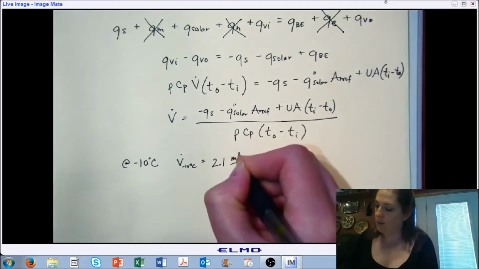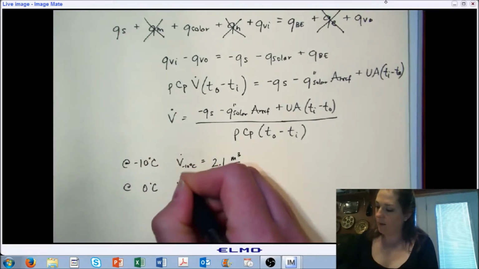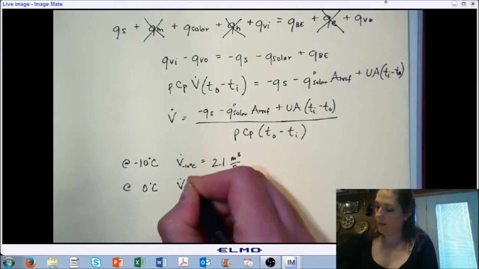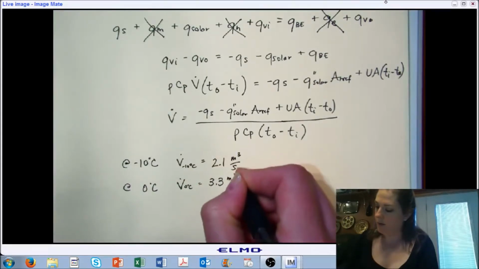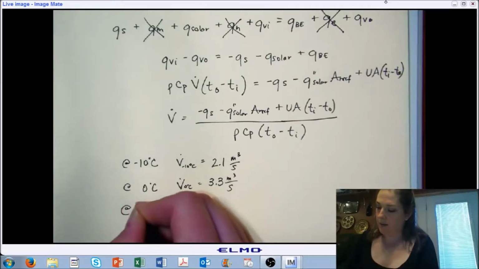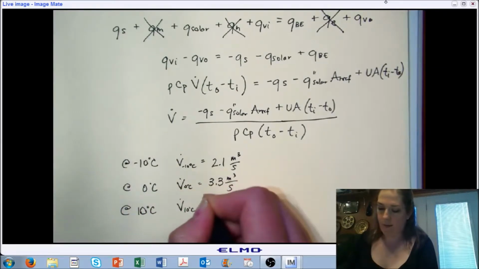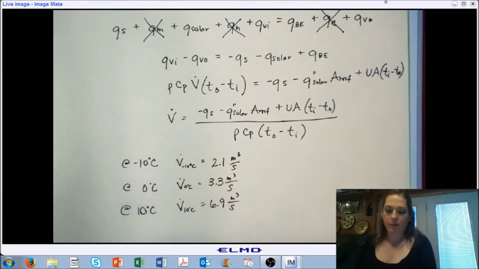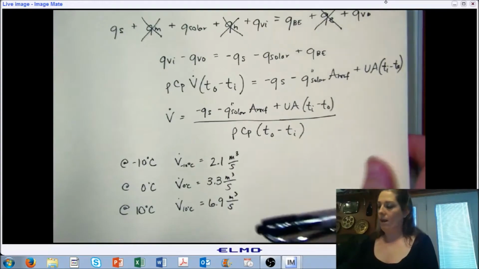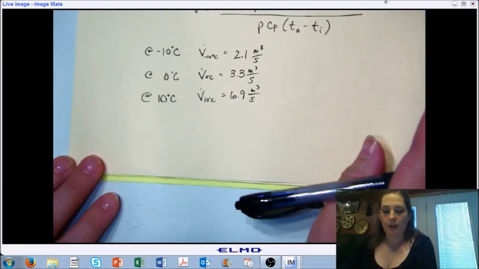2.1 meters cubed per second at minus 10. At zero, we get 3.3 meters cubed per second. Okay, and so this is how we would solve for ventilation rate.